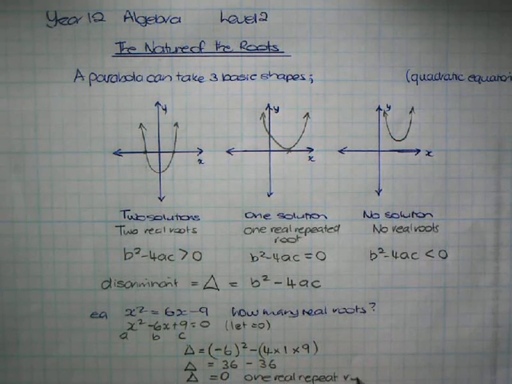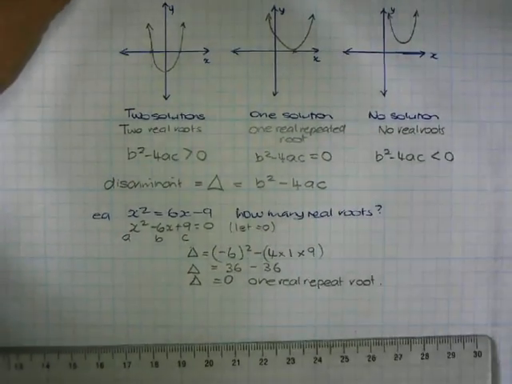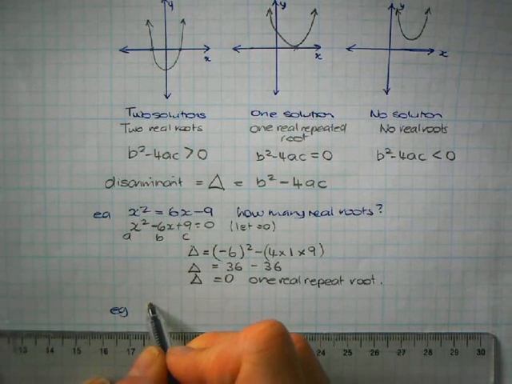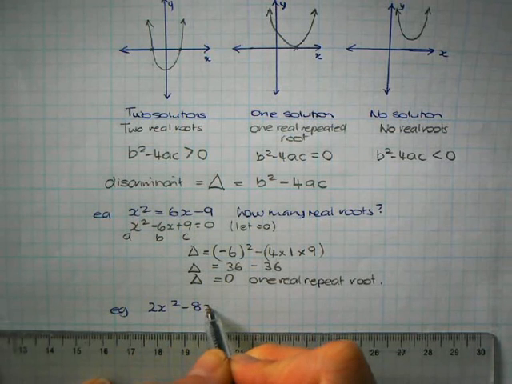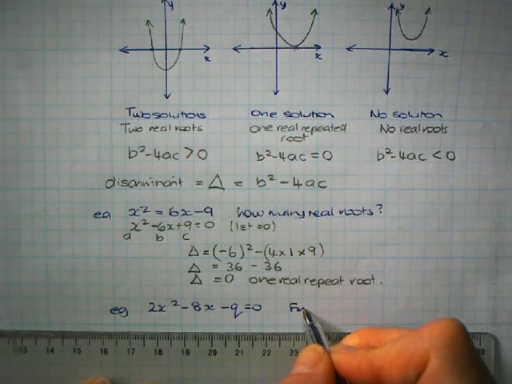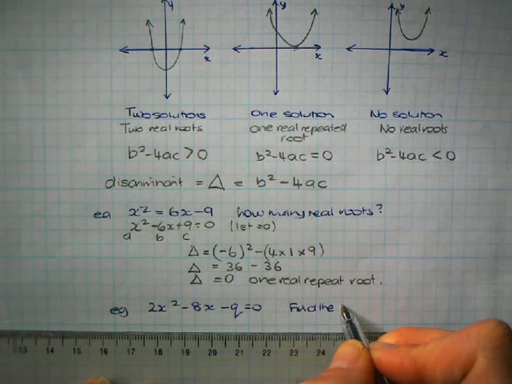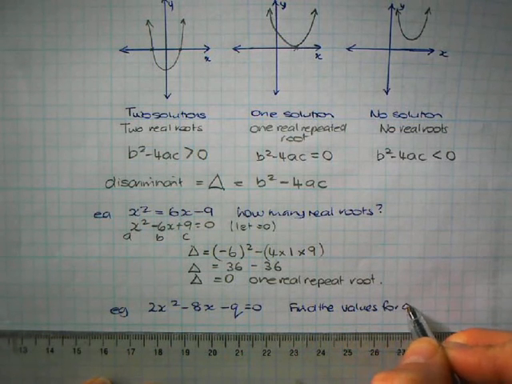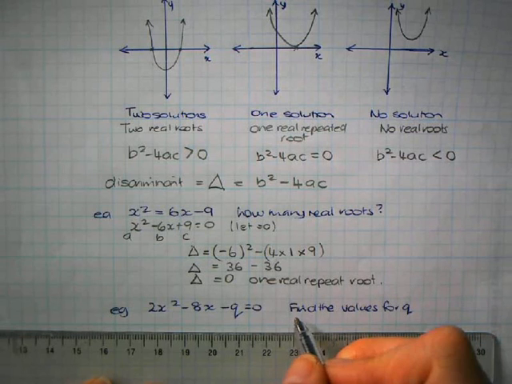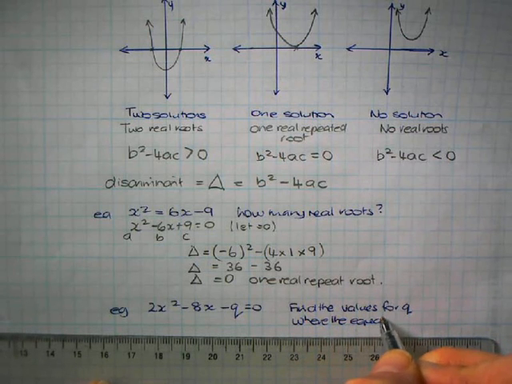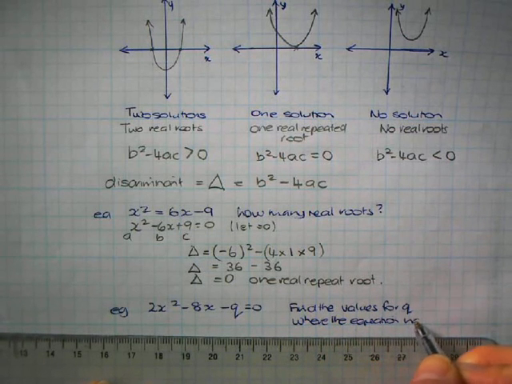Okay, given another example, just moving the page up a little bit, we're given, e.g., 2x squared minus 8x minus q equals 0. And you're asked to find the values for q where the equation has two real roots.